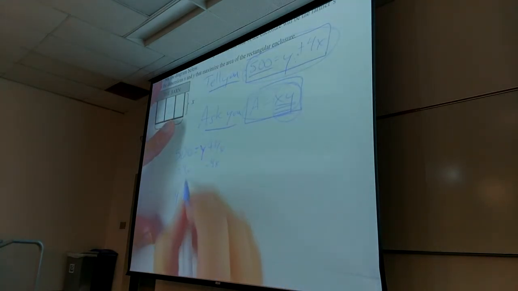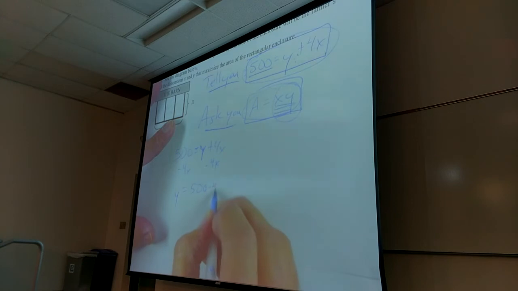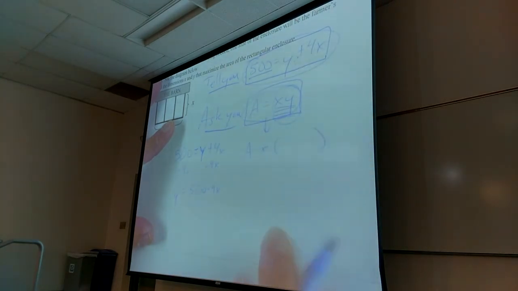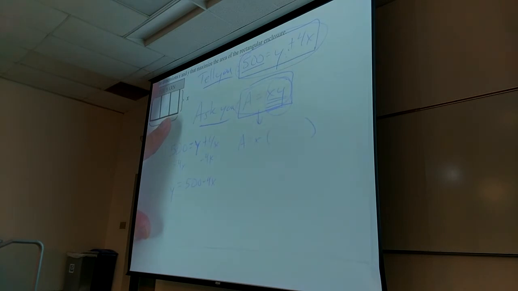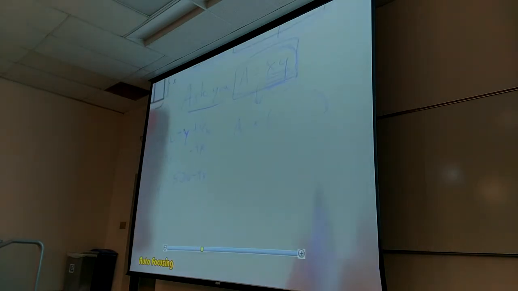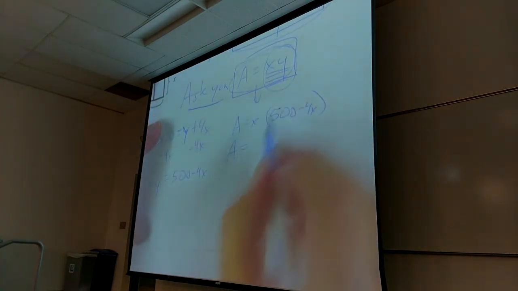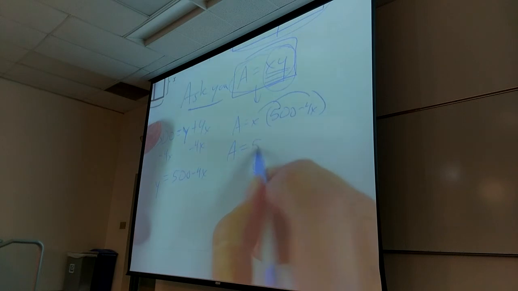So y equals 500 minus 4x. Now what does the area look like then? Area is x times y. What's y? 500 minus 4x, so let me just plug that in here. So what's the area then? 500x.